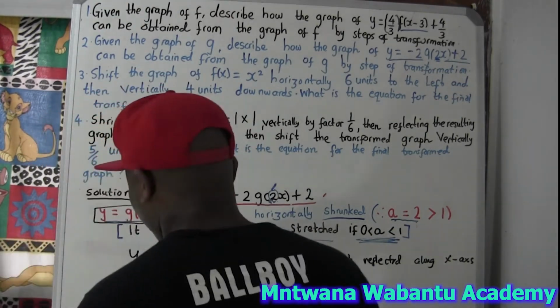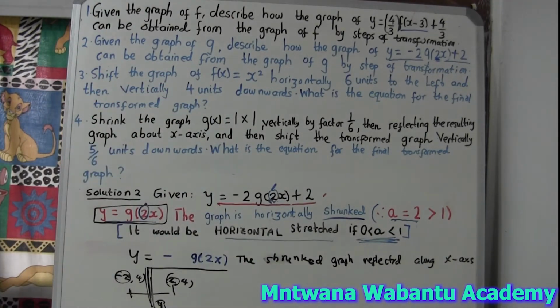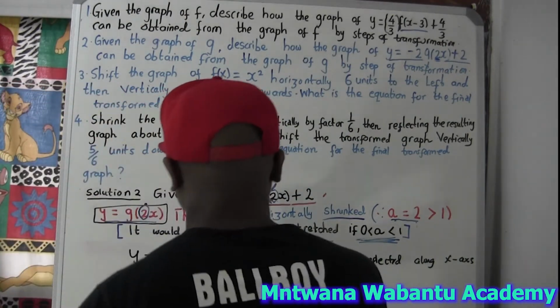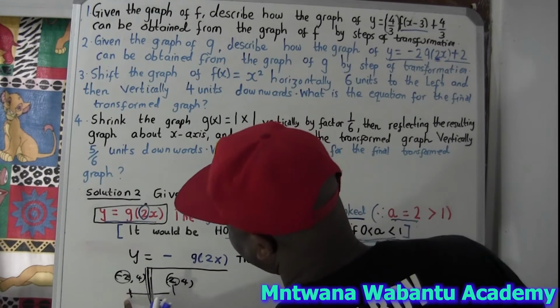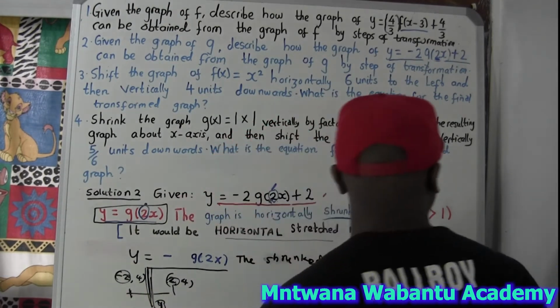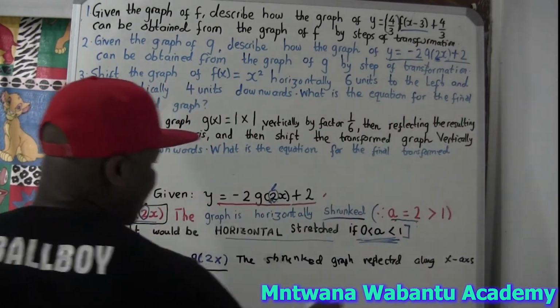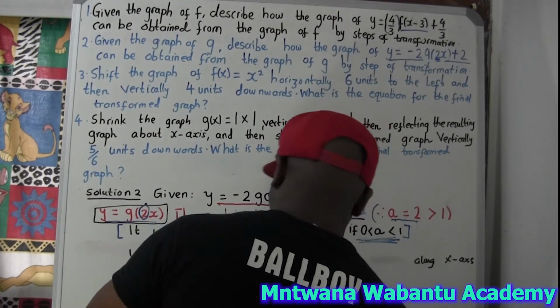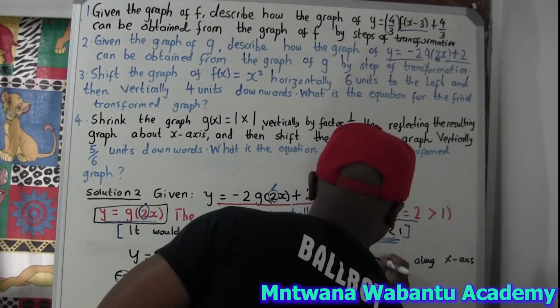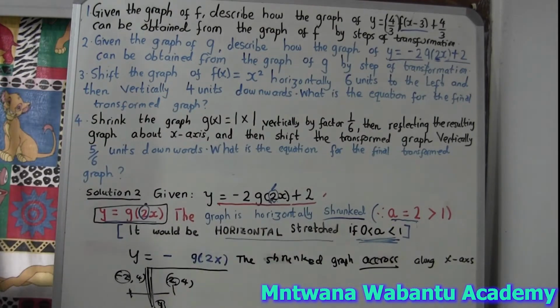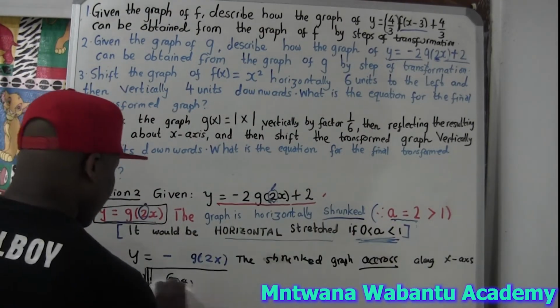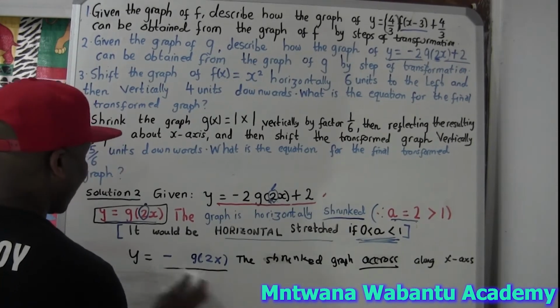So I'm saying, let me say across. Across the x-axis means it must come here, or it's reflected here and it's going to cross, meaning the x-axis is going to be here. It's going to be reflected across, that is the best way. Across what? The x-axis. Okay, cool. Now we go. We're done with it. Now we go for the last one.